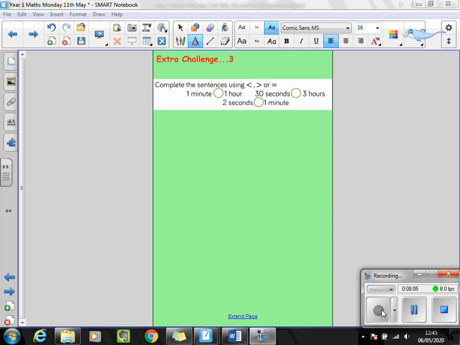Extra challenge 3. Can you complete the sentences you've been given using the greater than, less than, or equal symbol? You've got 3 different sentences there. You might decide to make up some of your own as well.